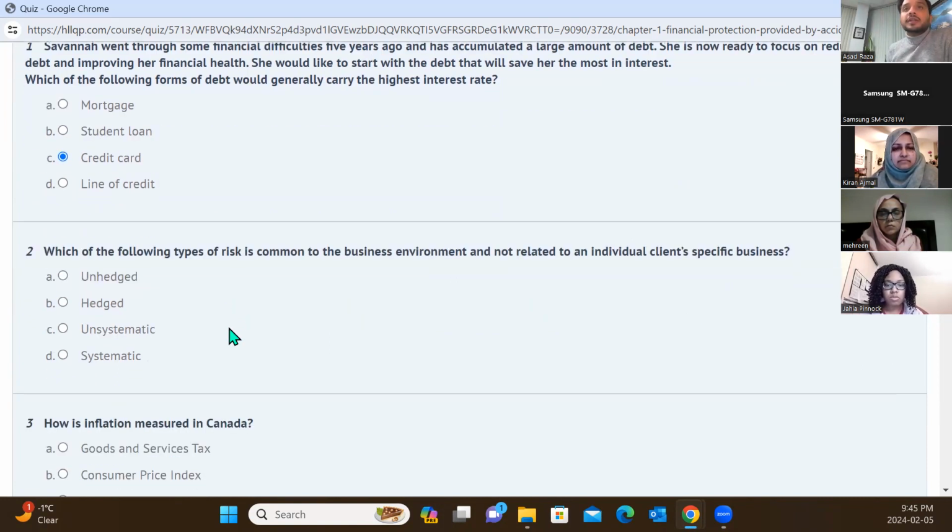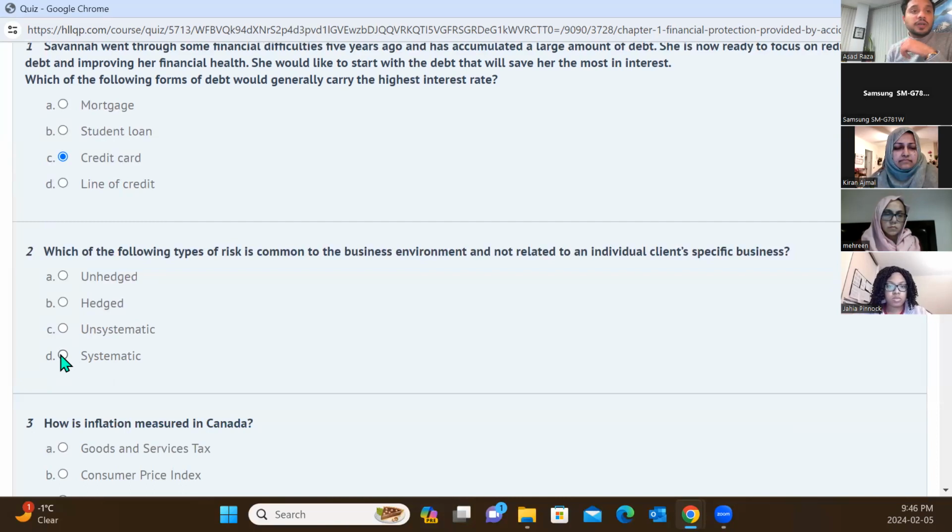Number 2, which of the following types of risk is common to the business environment and not related to an individual client specific business? So it's kind of tricky. We did not cover that. Hedged, unhedged, unsystematic, systematic. Which of the following types of risk is common to the business environment and is not related to an individual client specific business? I would go with systematic.